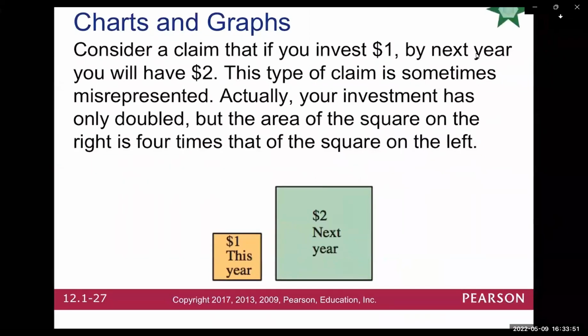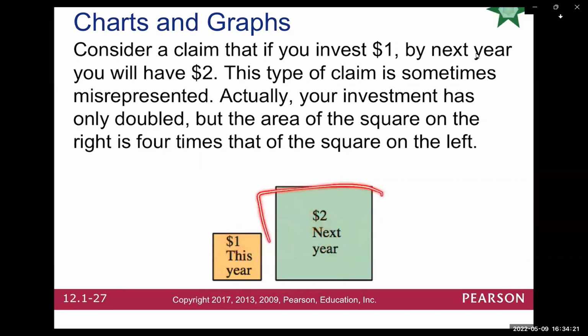Here's another one. Consider a claim that if you invest $1 by next year, you will have 2. This type of claim is sometimes misrepresented. Actually, your investment has only doubled, but the area of the square is 4 times as large. So they doubled. This is 1 by 1, which is 1. This is 2 by 2, which is 4. So the square is 4 times as big, but the stock is only twice as big.